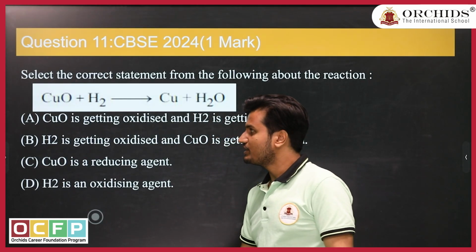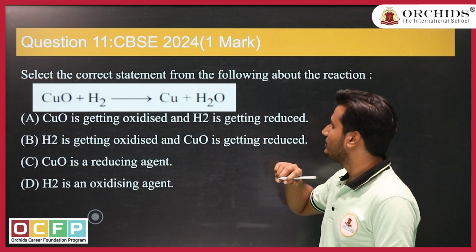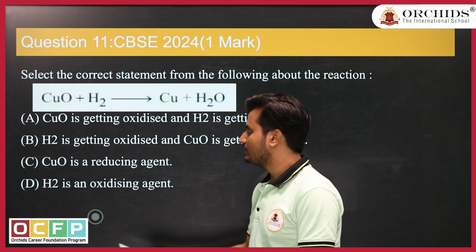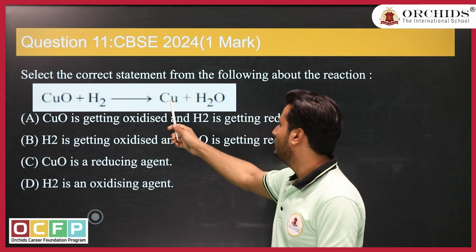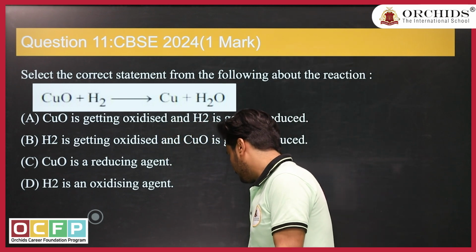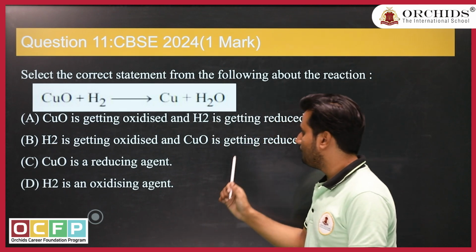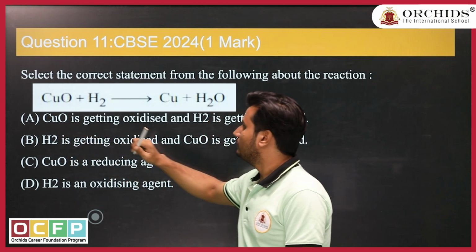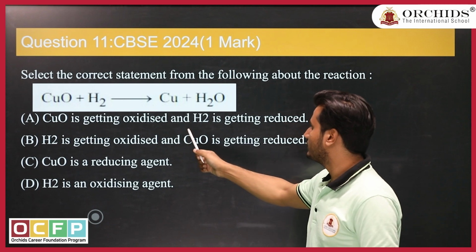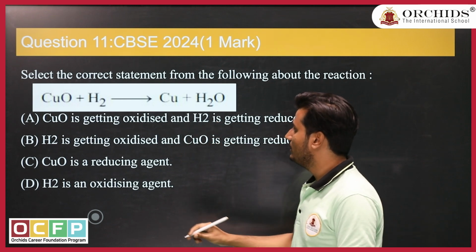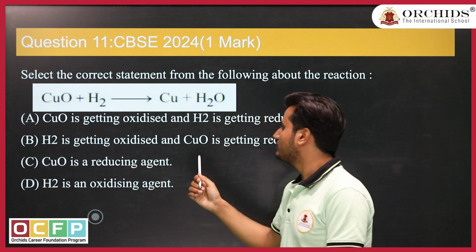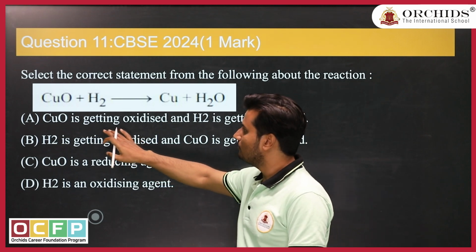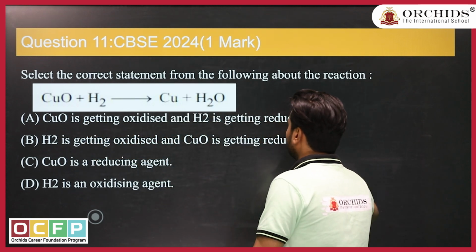So this is question 1, asked in 2024. Select the correct statement from the following about the reaction. We have a reaction given: copper oxide reacts with hydrogen to give copper and H2O. You have to find the correct statement. The first statement is copper oxide is getting oxidized and H2 is getting reduced. We will check one option at a time. So our first option: CuO is getting oxidized and H2 is getting reduced.